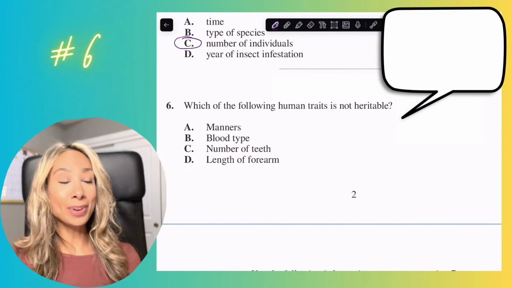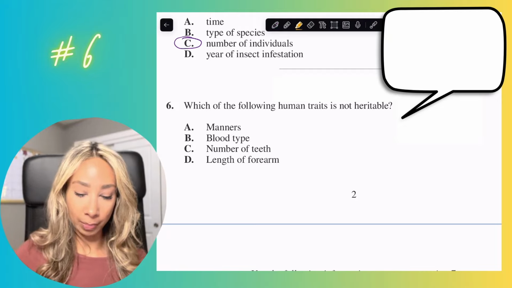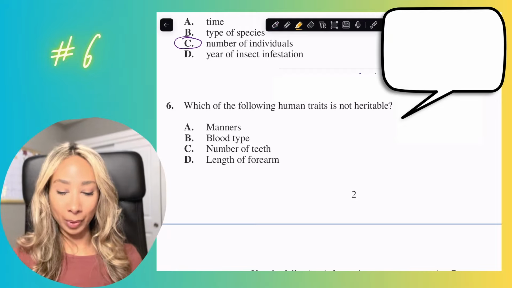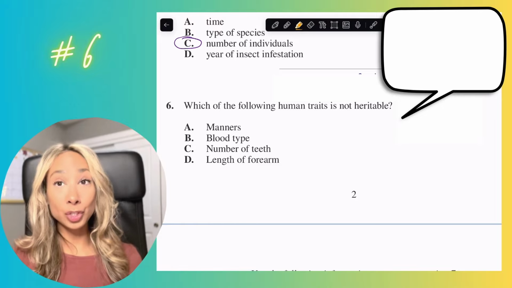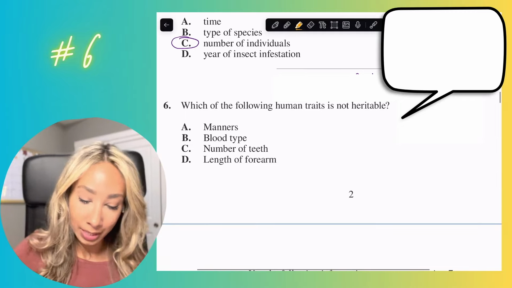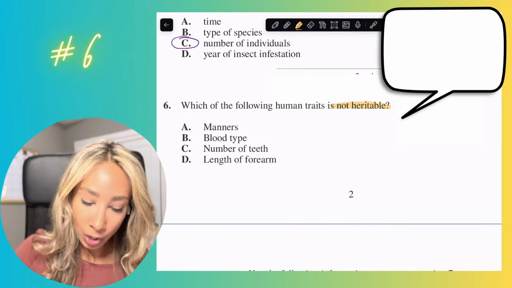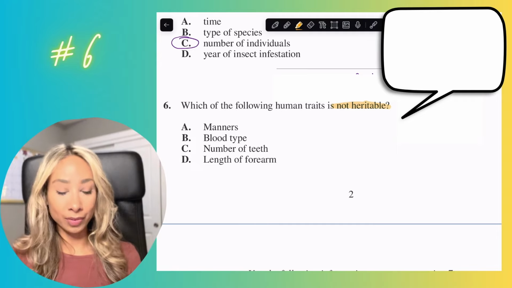Okay, number 6. Number 6 wants to know which of the following human traits is not heritable. For something to be heritable, basically it means you get it from your parents, and it's talking specifically about the genes that you get from your parents. So it's something that is not shaped by the environment. So for something to be not heritable, we need to try and think which of the following are not a part of our genes.